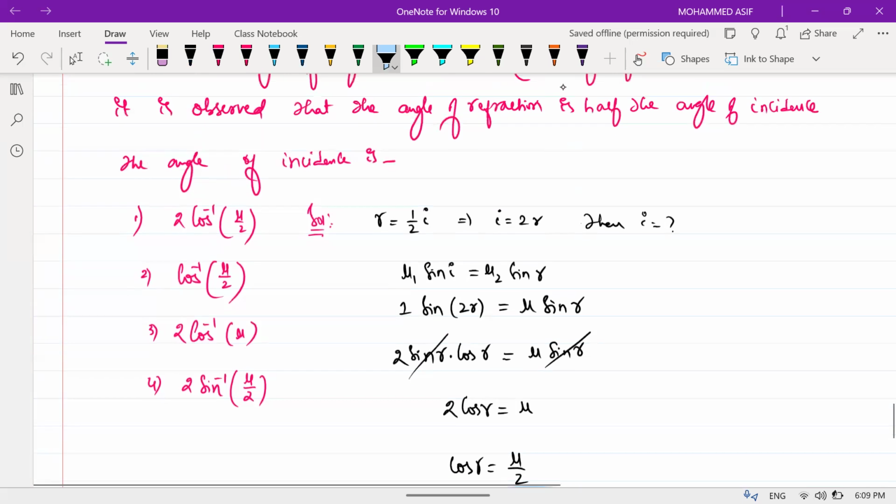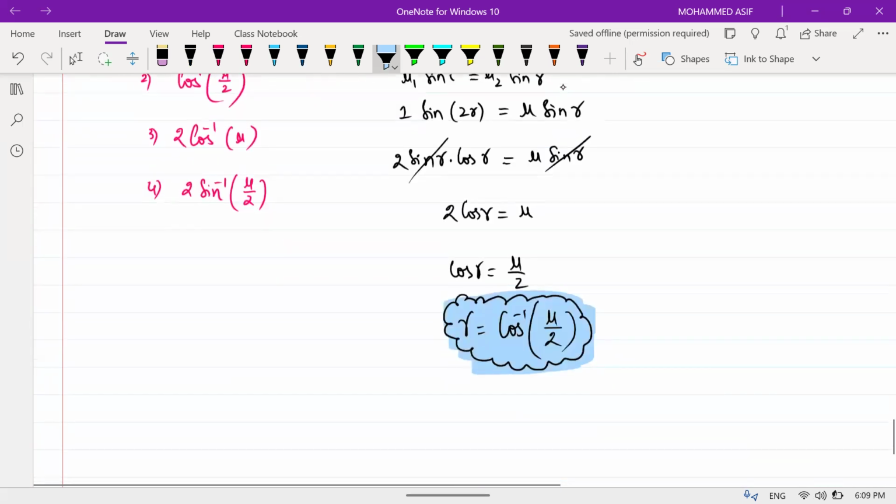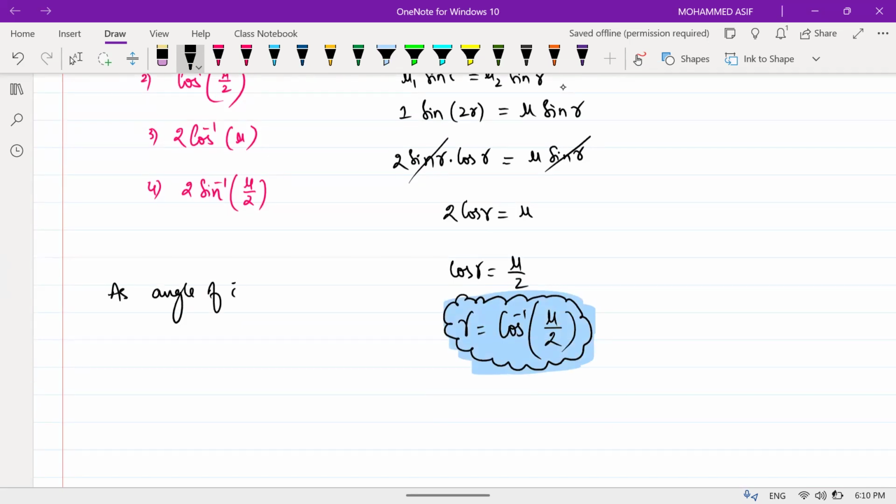Now what is the problem asking? The angle of incidence. The angle of incidence I is equal to 2 times R. So it is 2 into cos inverse of mu divided by 2, which will be your answer. Done, beta?